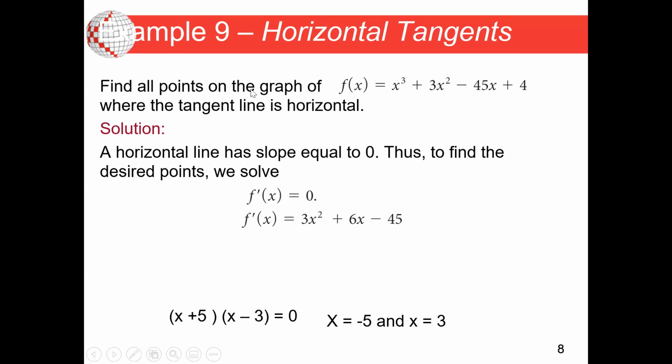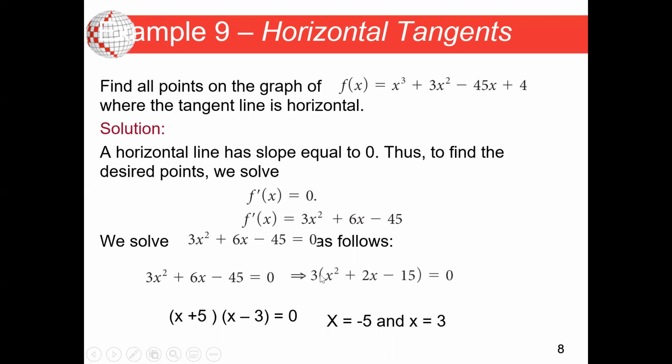Now here we are looking for all the points where the tangent line is horizontal. So we are going to write 3x squared plus 6x minus 45 equal to 0. Then we can factorize this equation here. So we are going to get 3x squared plus 6x minus 45 equal to 0. 3 will be common, so we take 3 out.